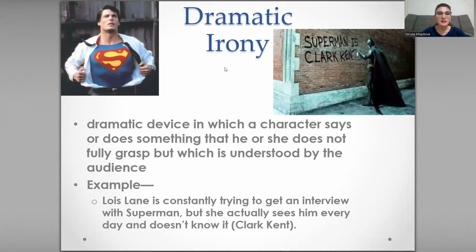Dramatic irony is a dramatic device in which a character says or does something that he or she doesn't fully grasp, but which is understood by the audience. For example, Lois Lane is constantly trying to get an interview with Superman, but she actually sees him every day and doesn't know it, since he is Clark Kent.